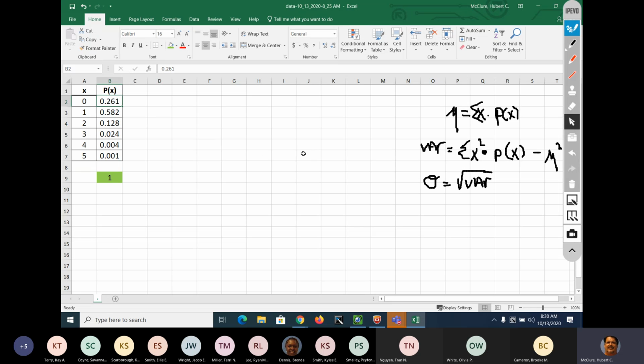So 26 cent, 58 cent, 13 cent, 2 cent, 0 cent, and 0 cent. So everything's good. There's no negatives and there's nothing above $1. So this is a probability distribution. So I'm going to mark it green so you know that it's a probability distribution.